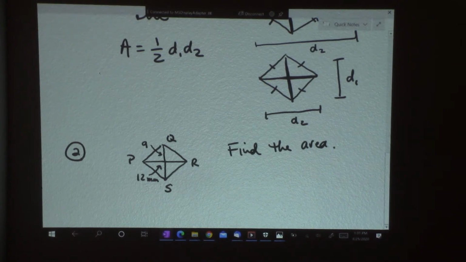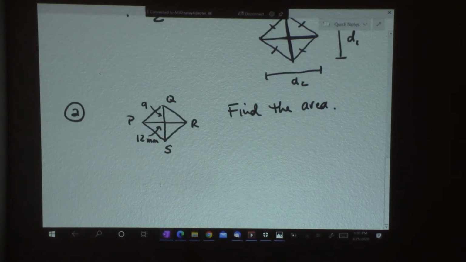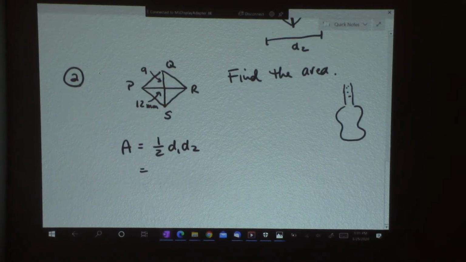Now this shape represents one of the diamonds on our guitar. So we have our guitar that looks kind of like this, and we have the little diamonds going all the way up that I showed you earlier. So we want to figure that out. So my formula is 1/2 D1 times D2, which is 1/2 D1.